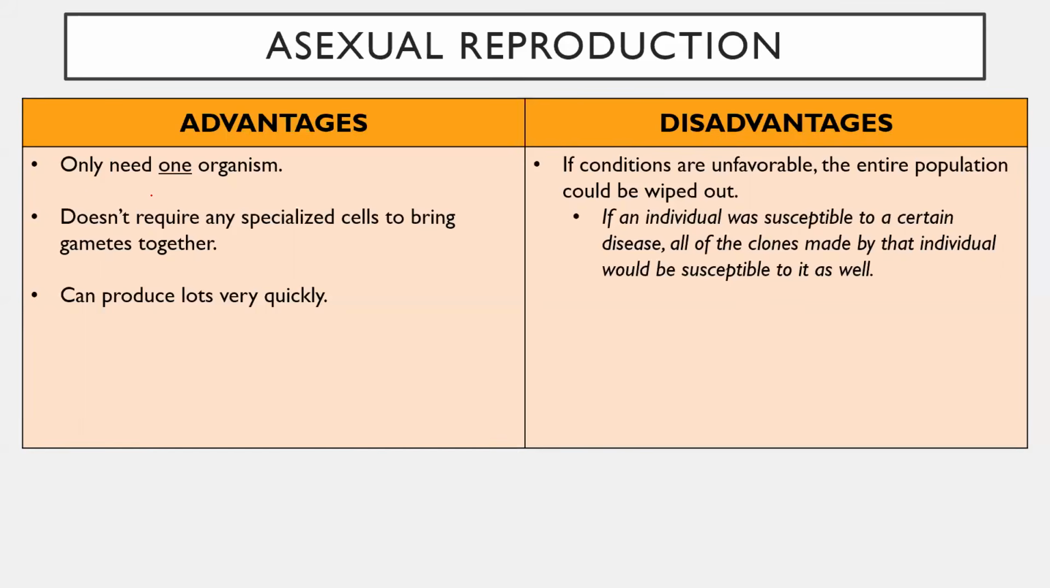Some advantages of that is there's only one organism that's needed, right? So in other words, you can just do that whenever. It doesn't require any specialized cells to bring gametes together, which kind of implies that it uses less energy, and they can produce lots very quickly.